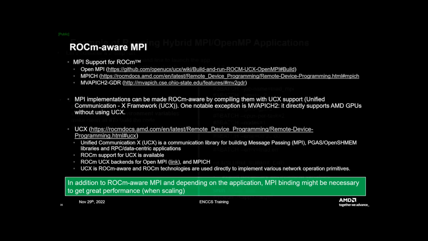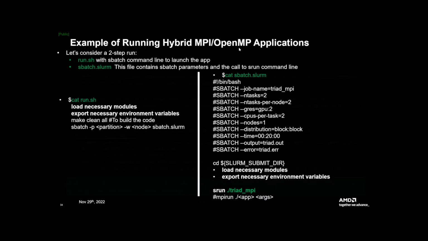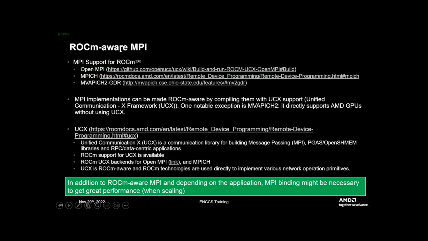That is good, but again, keep in mind that when you have a hybrid application, MPI and OpenMP, the MPI you are using needs to be ROCm-aware MPI. By default, OpenMPI is not ROCm-aware, but you can build it by yourself. Or in a data center, for example, if you log in, you can see OpenMPI that is built with UCX. UCX, in fact, is called the Unified Communication X framework, and if you build your MPI implementation with UCX, you make it ROCm-aware.